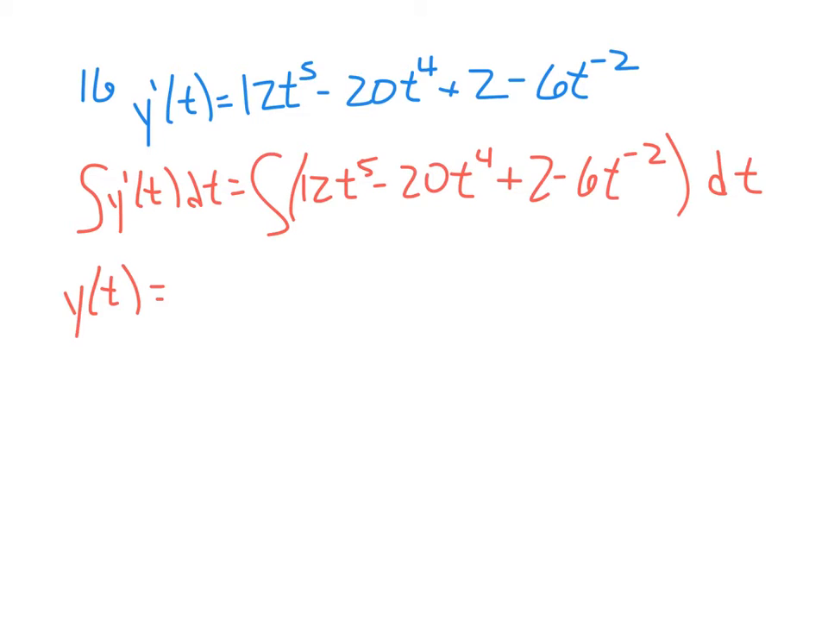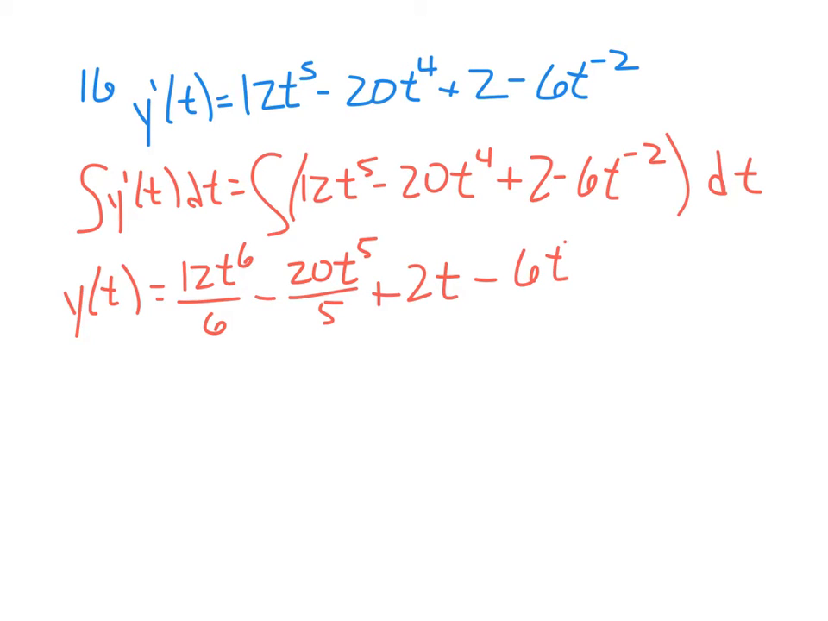I'll do it in steps, right? So then this is going to be 12 t to the 6 over 6, minus 20 t to the 5th over 5, plus 2t, minus 6t to the negative first over negative 1, plus our constant.